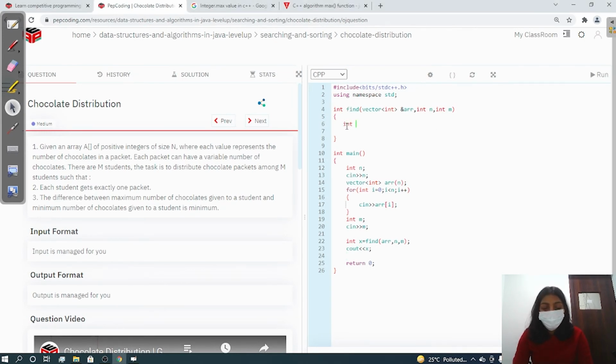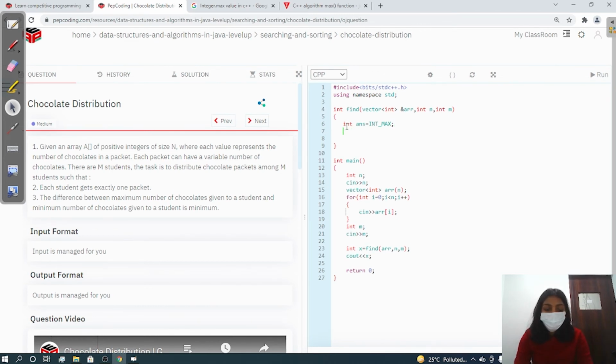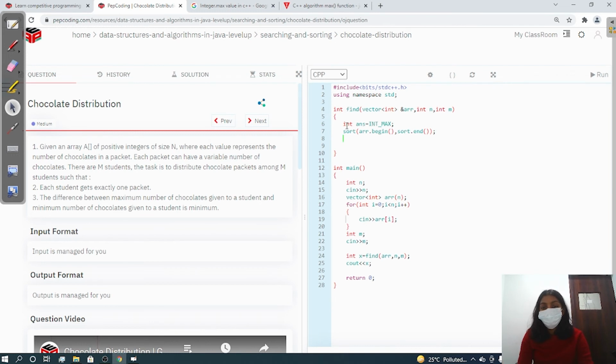First of all, I make an answer variable that initially contains the maximum value of integer. Okay, and then what do I have to do? I will be sorting my array. That is a must, right? So we'll be sorting it first of all. And you know why we are sorting this? We are sorting this so that we can get the answer in only three iterations, like only fewer iterations. We don't have to traverse the whole array. And it does not take that much time.